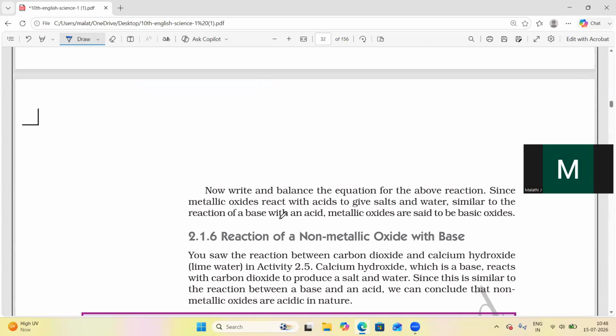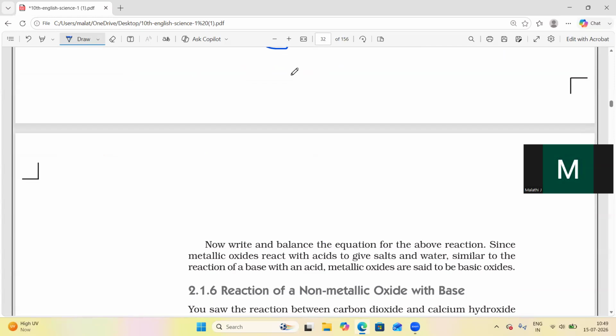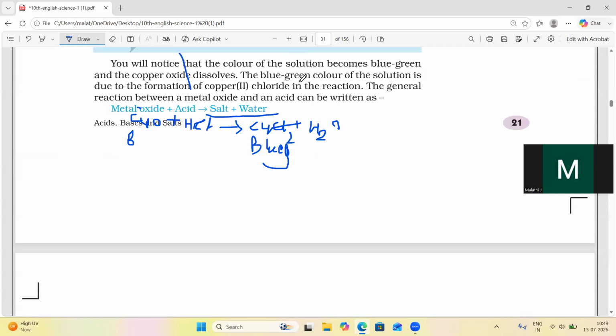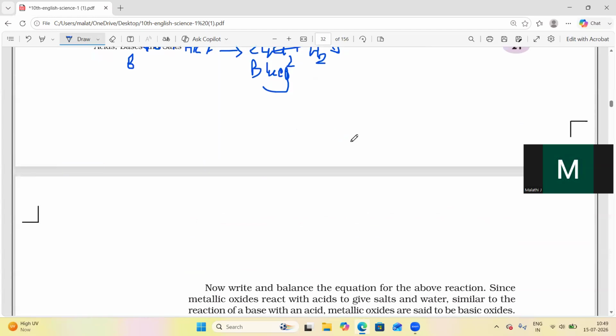H2SO4 plus Na2O gives sodium sulfate, Na2SO4, plus H2O. So write the balanced equation first, since metallic oxides react with acid to give salt and water. That is the example you should write. Copper oxide, when it reacts with HCl, gives copper chloride plus water, that is salt plus water.